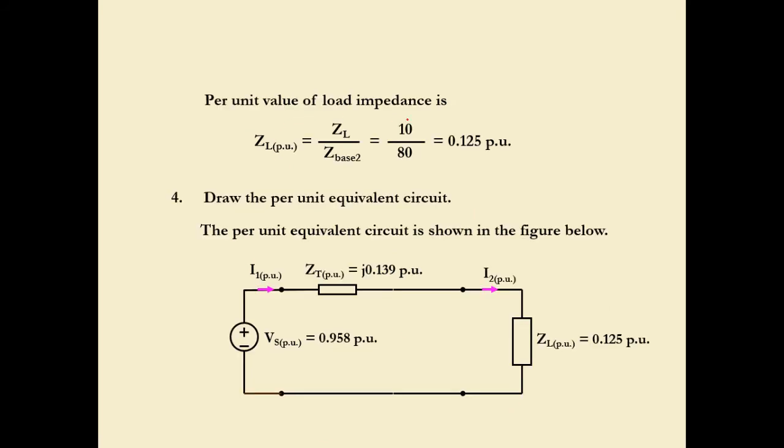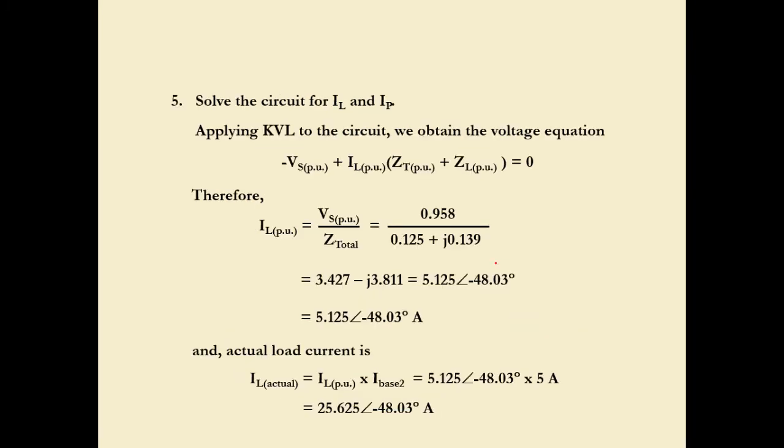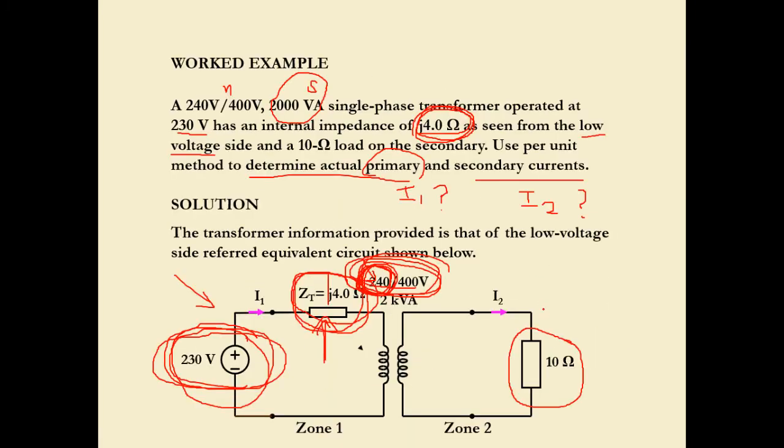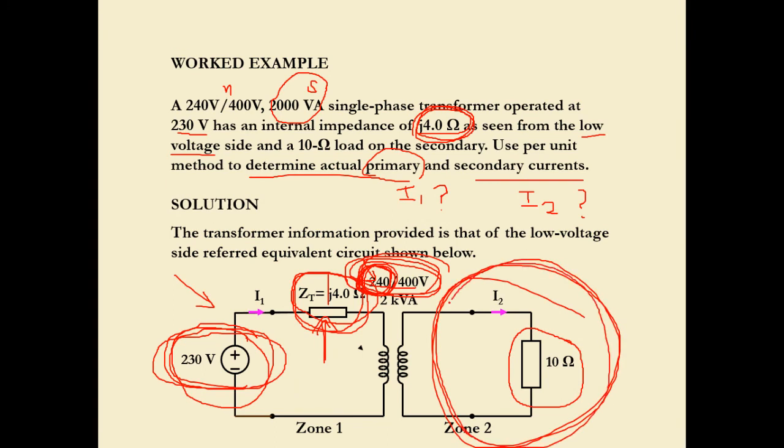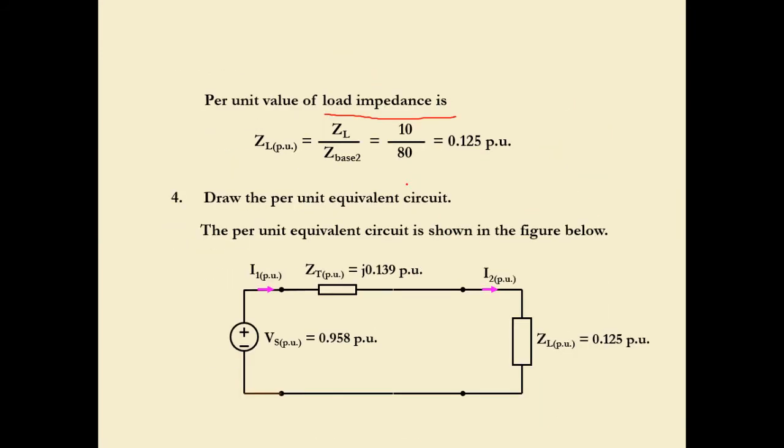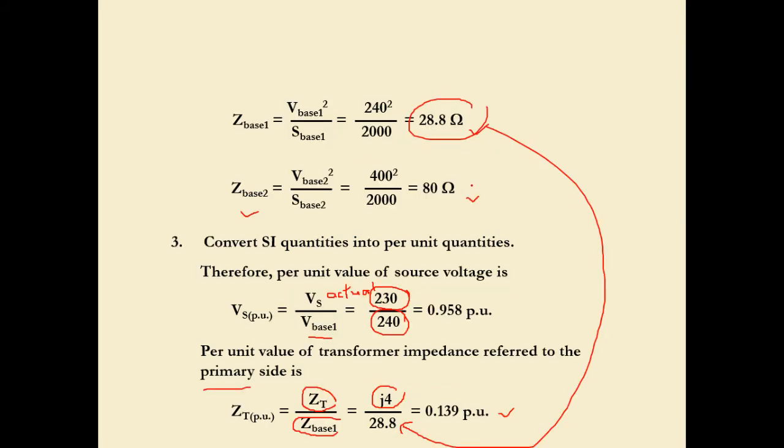So the PU value of load impedance is ZL over Z base 2. So load impedance means the load located at the secondary side, or the right hand side of the transformer here. Okay, so the load location or the load side of the transformer. So this is the Z value, the impedance. Okay, so we have ZL, the load part, or the secondary part, in PU. We have the actual, which is 10 ohms divided by Z base 2. We calculate over here. Okay, Z base 2.